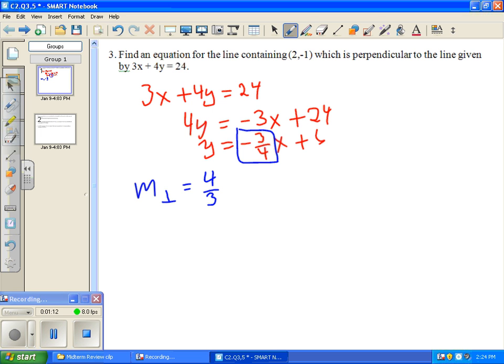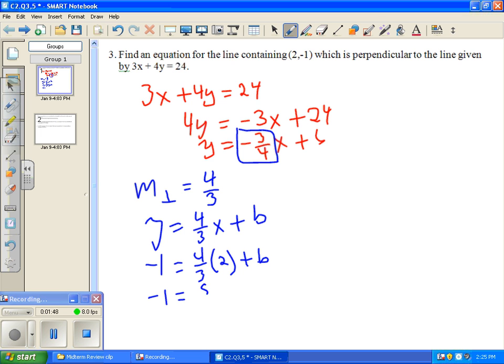That's all we use from the old equation. We don't use the y-intercept or anything. So we rewrite this: y equals 4/3x plus b. We need to find the y-intercept. So we're going to take the point and plug it in. We put -1 equals 4/3 times 2 plus b. Multiply this out, and we get -1 equals 8/3 plus b.